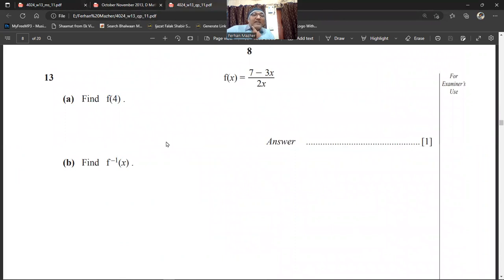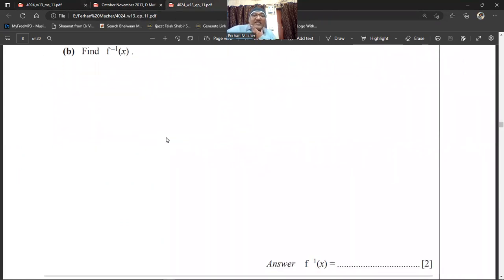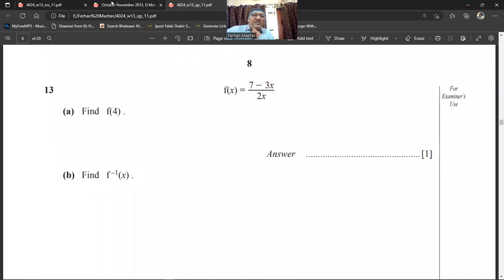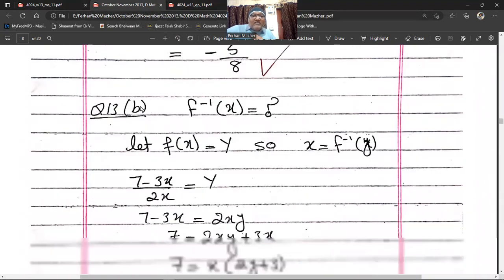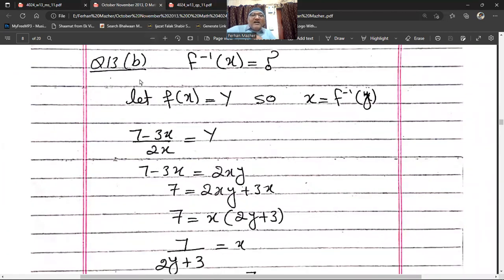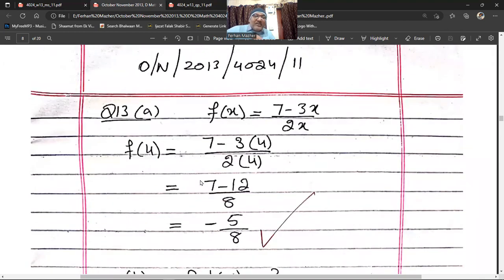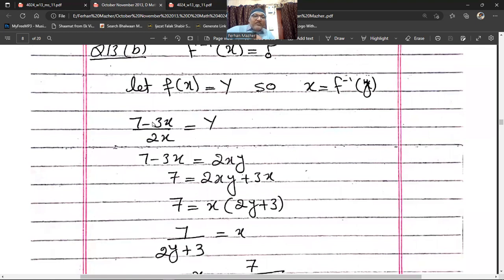Question number 13, B part. They say a famous question, f inverse of x. They want the inverse of this function. So the procedure is very simple and is a standard procedure. F inverse of x is the question. So I will suppose let f of x is equal to y. I will take this f to the other side. So the x will be equal to the f inverse of y. In the place of f of x, I will substitute the value of that function, that is 7 minus 3x, the whole thing divided by 2x. So 7 minus 3x, the whole thing divided by 2x, is equal to y.